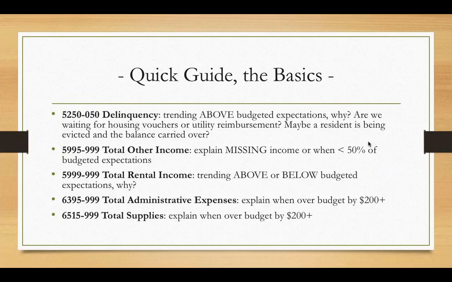Your total other income, you need to explain any missing income that's less than 50% of the budgeted expectations. So laundry income is a perfect example. Maybe during the month of September, you pulled laundry income once. You emptied those machines once instead of twice a month, and you did one deposit instead of twice. We want to know that, okay? It's no harm, no foul to a certain degree. When I say that, it is we understand that life catches up with you.